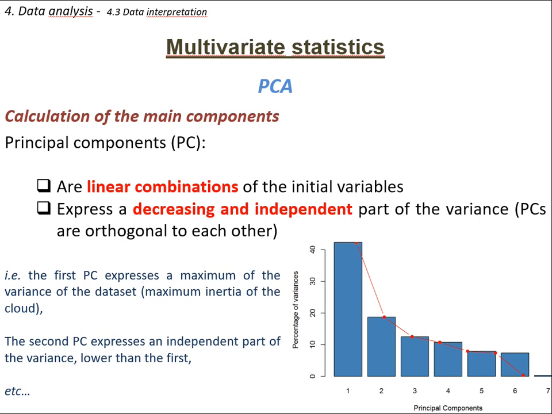But what you want is to look at the main sources of variation. This is what you want to detect with the principal component analysis. So you will focus on the first 2 or 3 principal components usually.